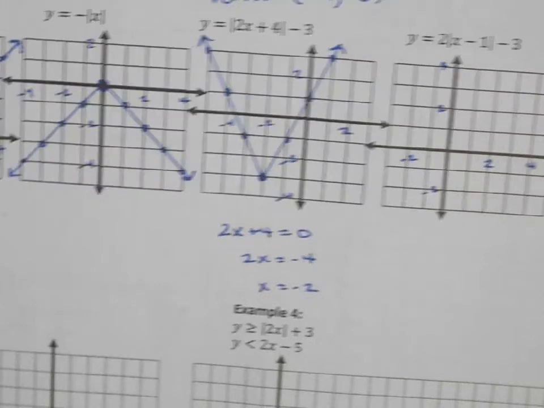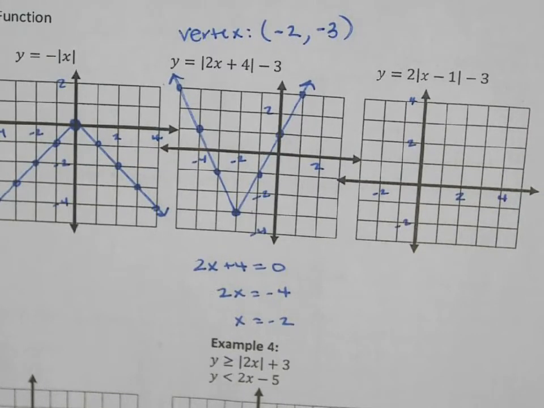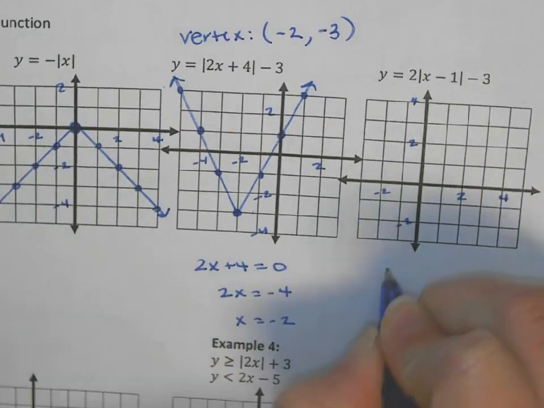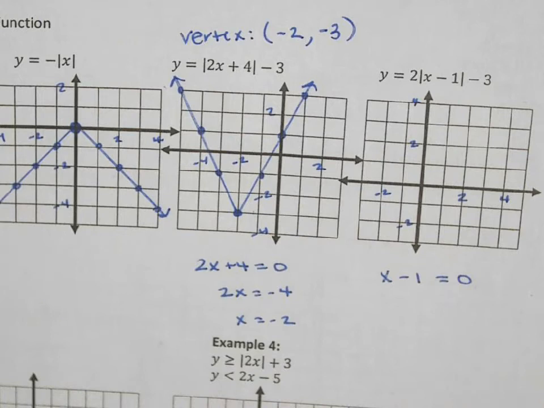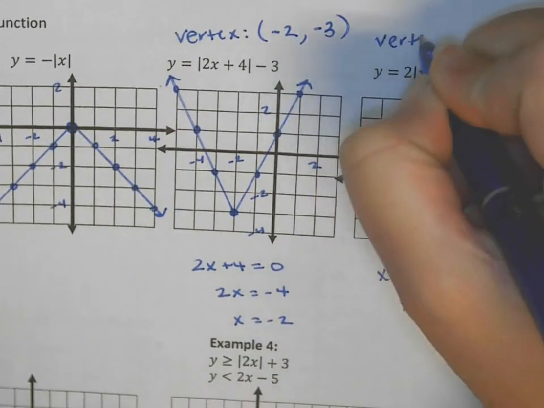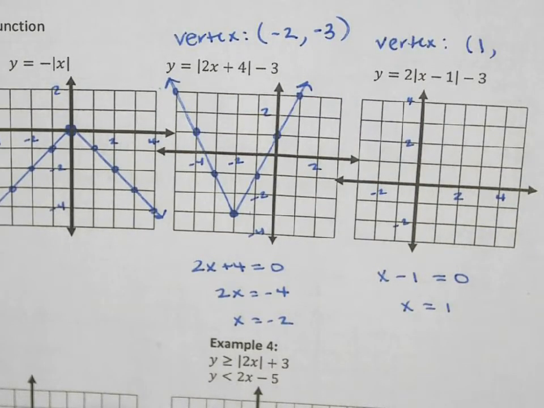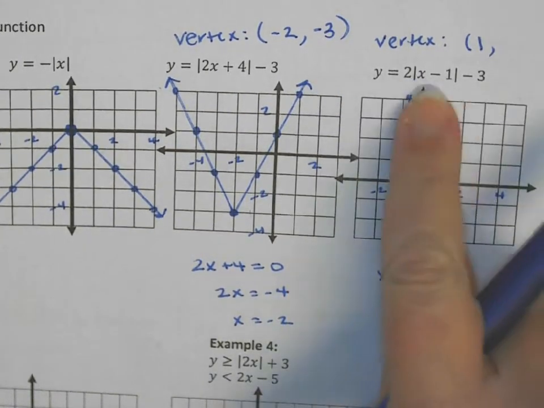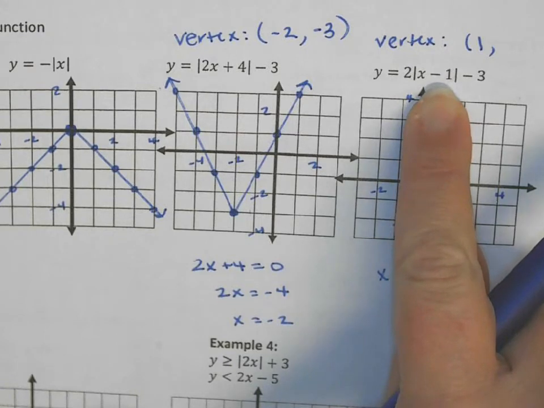On the last one, we again have to find the vertex. So set the inside of the absolute value bars, which says x minus 1, equal to 0, and solve for x. X equals 1. Our vertex then is at 1 comma what? We'll have to figure it out. 1 minus 1 is 0. I should get 0 in there because I found the number that made it 0. That's why I set it equal to 0. The absolute value of 0 is 0.